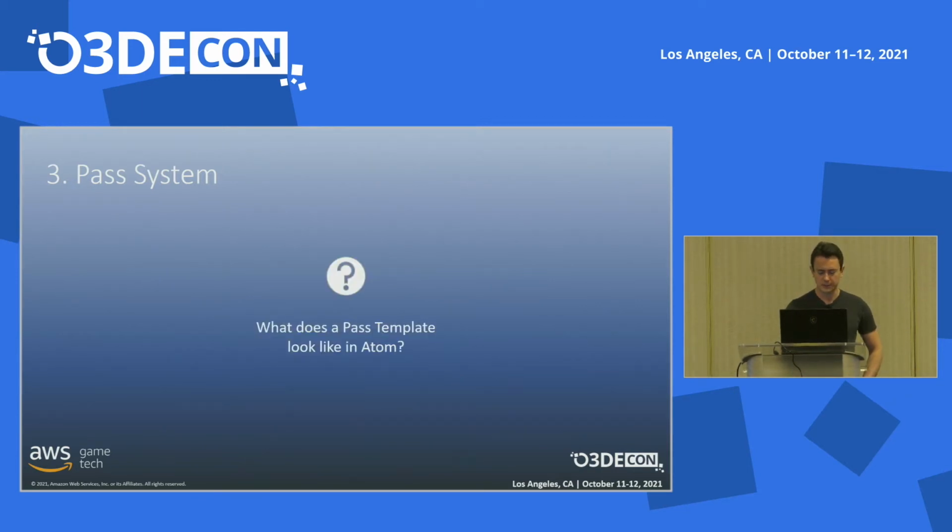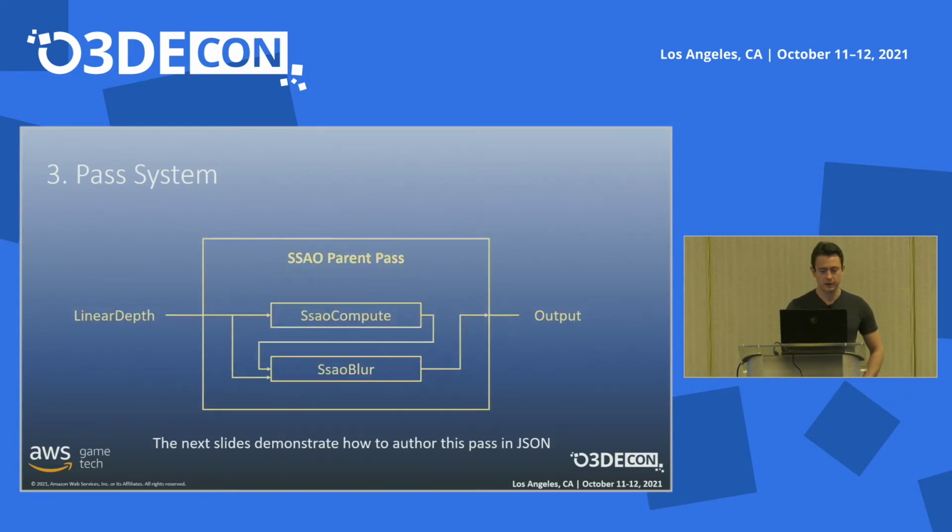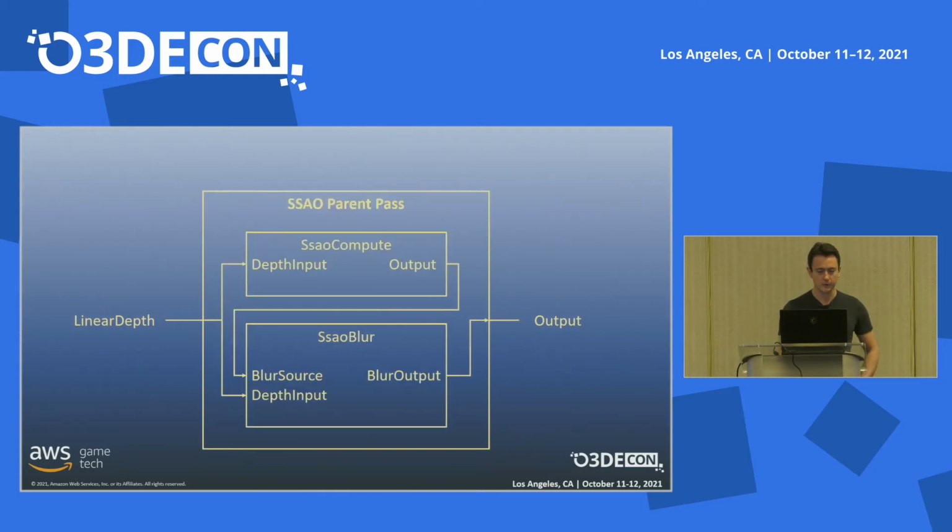So what does the pass template actually look like? We'll take a brief look at a JSON example. We'll revisit this SSAO parent pass that we had, simplified for illustration purposes. Our blur passes will be combined into one. We have a linear depth as input. The SSAO compute will calculate the SSAO, and then we'll blur it and output it. We'll go over all of these connections in detail and how they're set up in JSON.